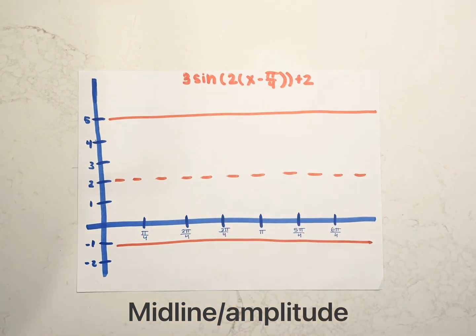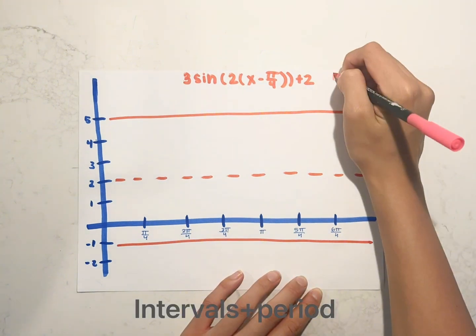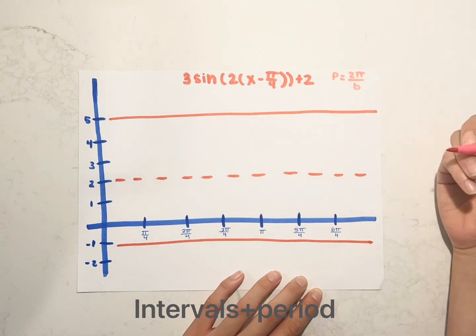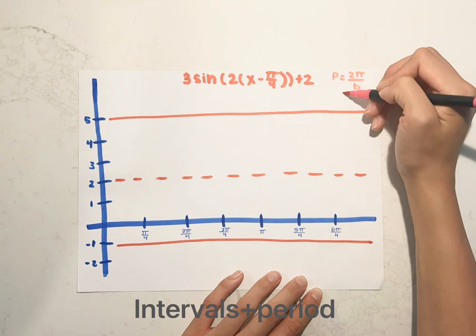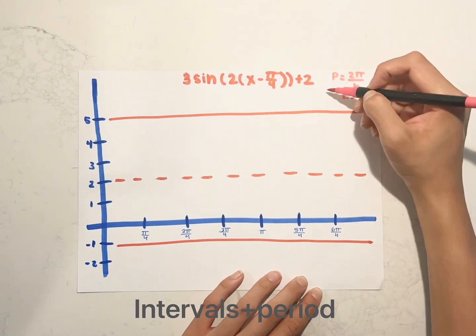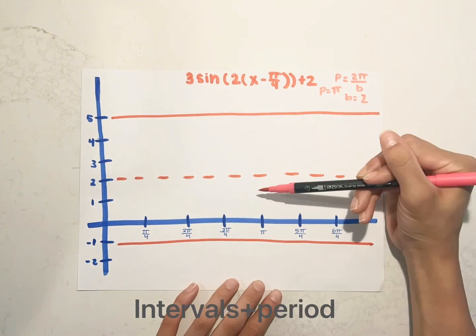Now, when graphing, we want to make sure that we are able to identify our intervals. And by doing that, we must find our period, which is found by the equation 2 pi over b. And in this case, our b is 2, leaving our period to be pi. So what we would do from that is divide our period by 4, leaving us with intervals to put along our x-axis, which are already there.